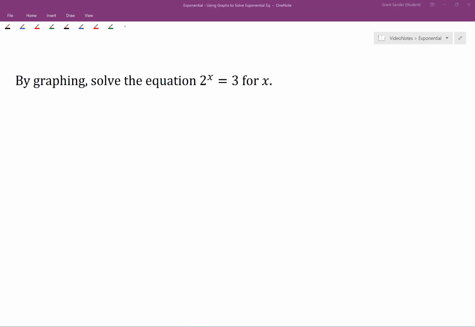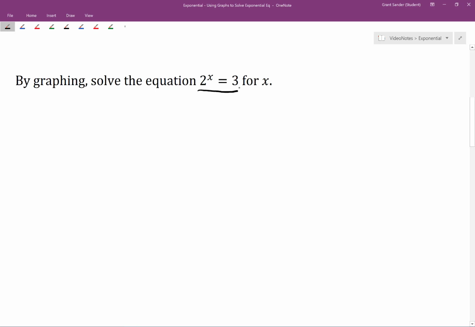In this video, we will solve equations involving exponents by taking a graphical approach. So let's look at this example. By graphing, let's solve the equation 2 to the x equals 3. So we'll solve this equation using graphing.